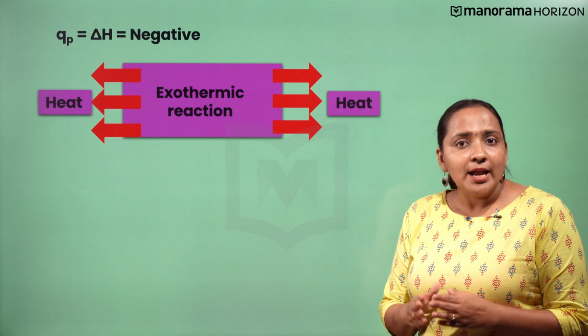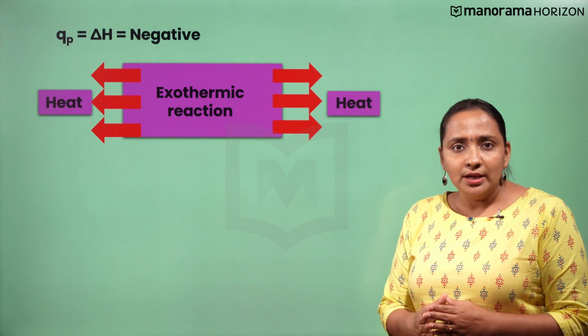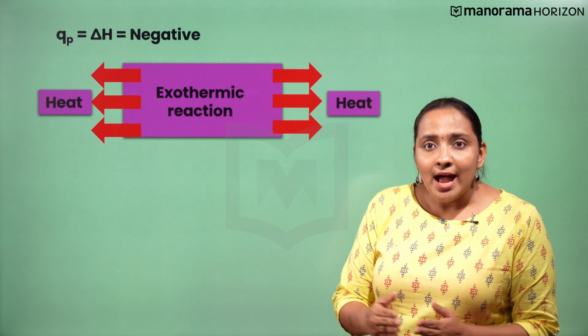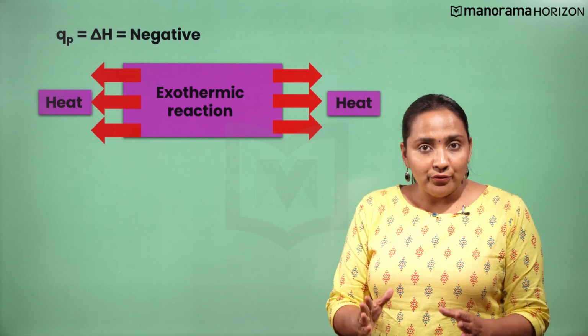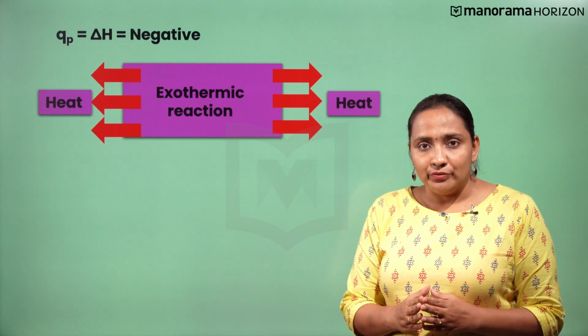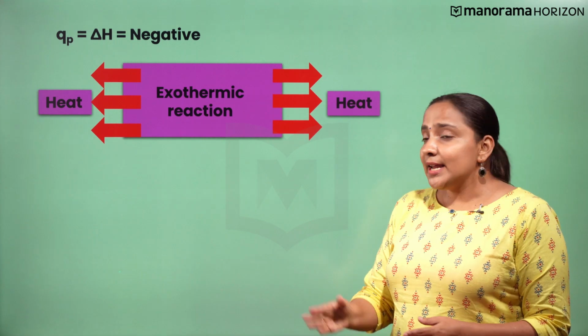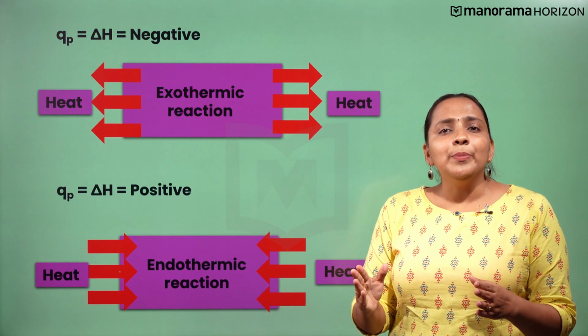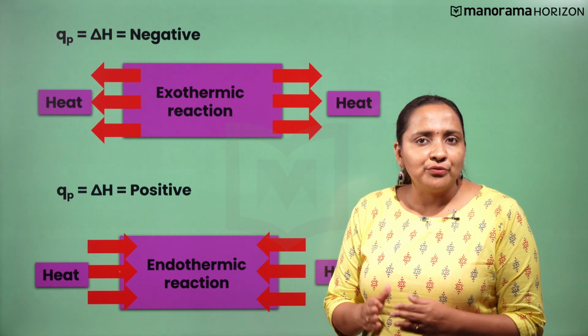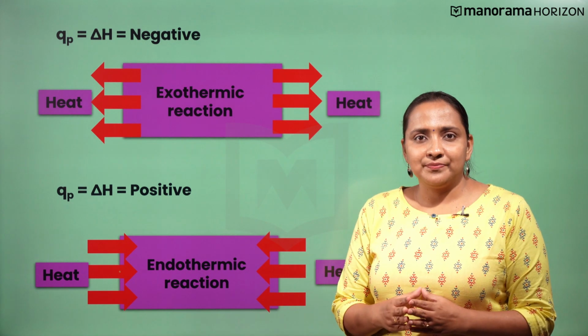Recall that for an exothermic reaction, heat is evolved and the system loses heat to the surroundings. Therefore, QP will be negative. Similarly, in an endothermic reaction, heat is absorbed, QP is positive and enthalpy of the reaction will be positive.